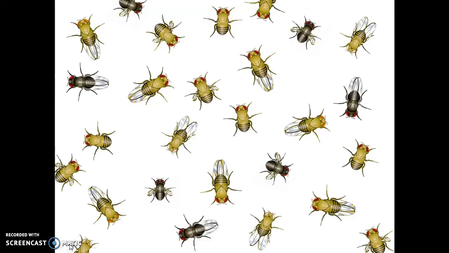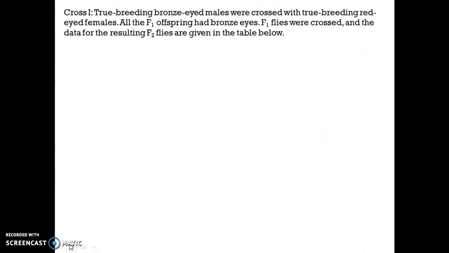Fruit flies are really great subjects for genetic experiments because they have a lot of different traits, such as eye color, body color, and wing shape, and so we can cross these. They create a lot of offspring, so we have a lot of data to look at to analyze the inheritance patterns in these organisms. So let's take a look at our first sample cross.